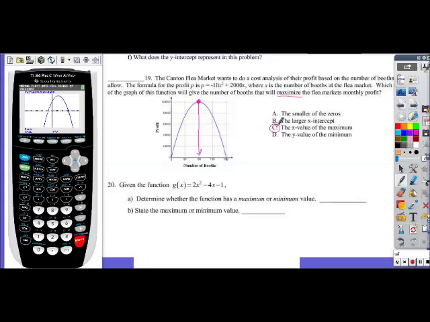Number 20, it says determine whether the function has a minimum or maximum. State the minimum or maximum. We've already done several like this. You just put this in your Y equals 2x squared minus 4x minus 1. Now remember, our settings are really weird on our calculator right now from our last problem. I can't even see that very well, so I'm going to hit zoom 6. That takes you back to your standard window.